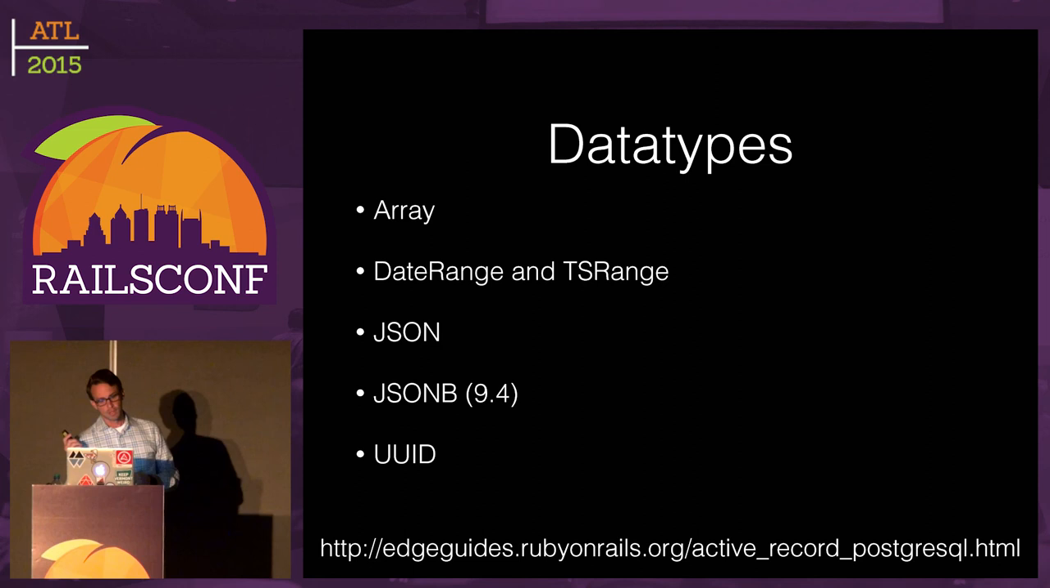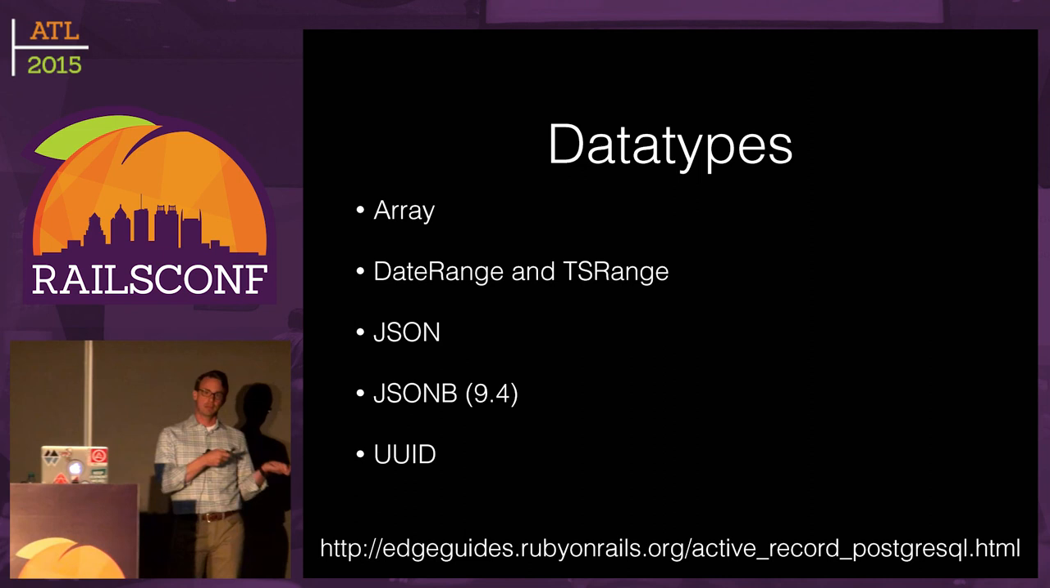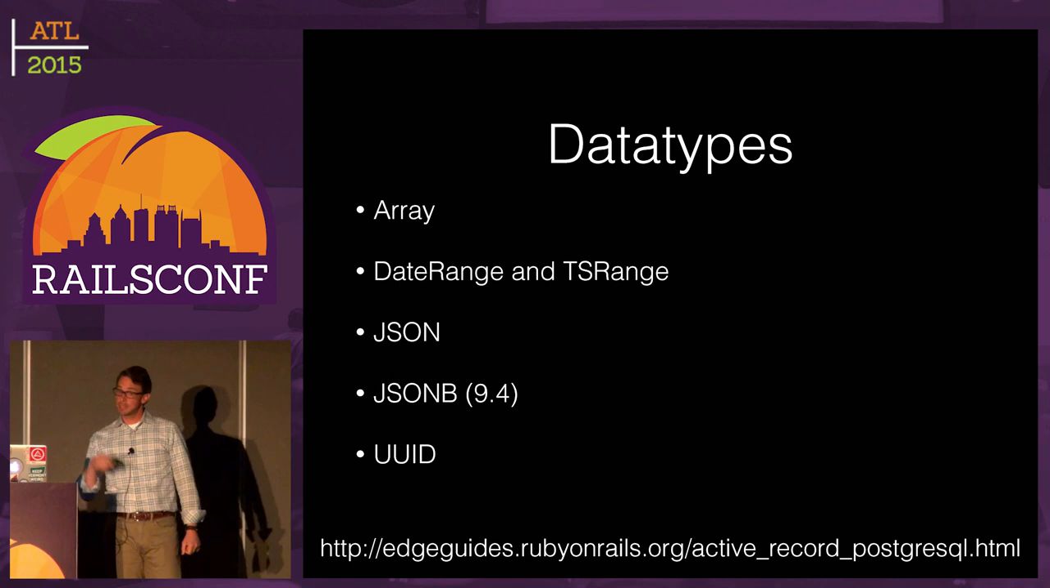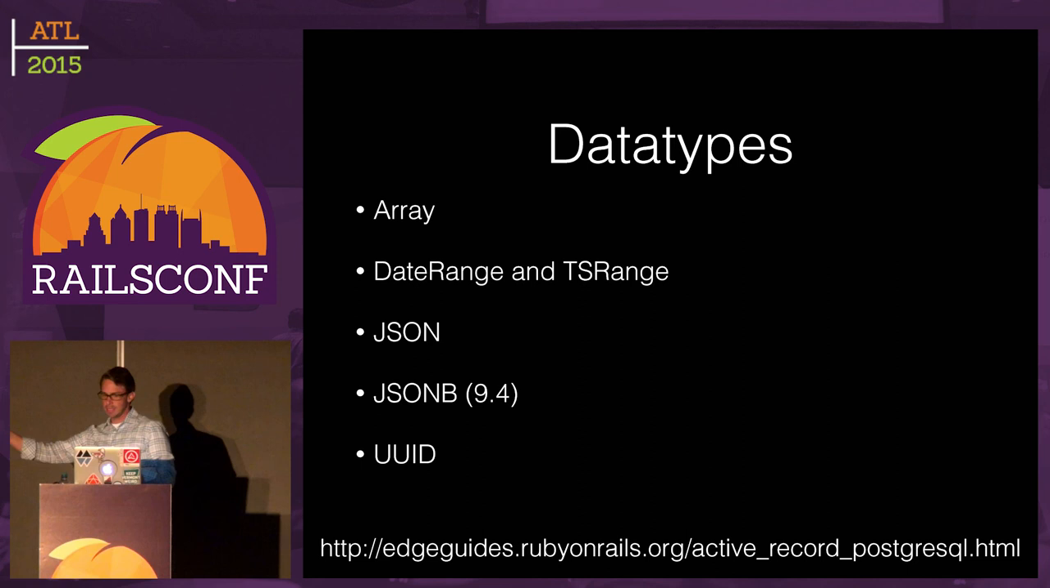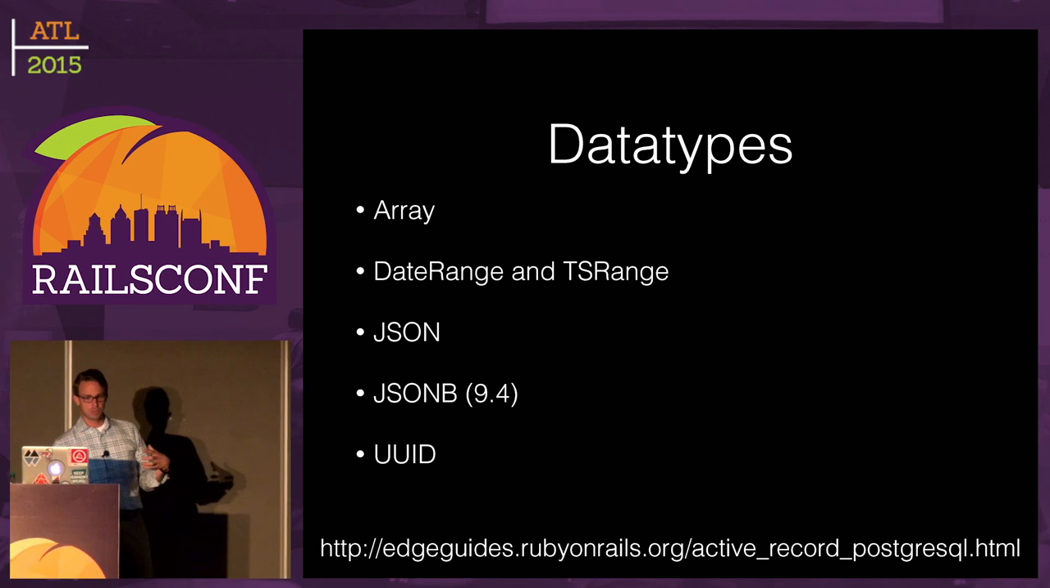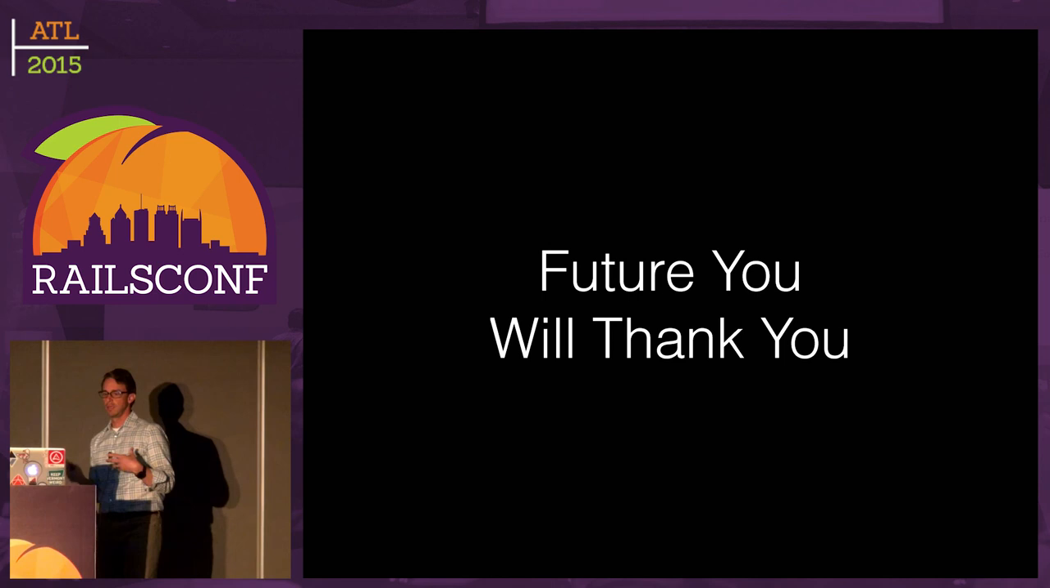Then we have a UUID data type. So if you're storing UUIDs in a character or character varying field, maybe you want to look at this. It has its own index type, and you get for free validation that it's actually a UUID instead of some goofy thing. So you see there at the bottom, it's kind of old, but that Edge Guides Ruby on Rails site has some good information on how to use, I think, all of those in Active Record and in Rails. Future you will thank you.